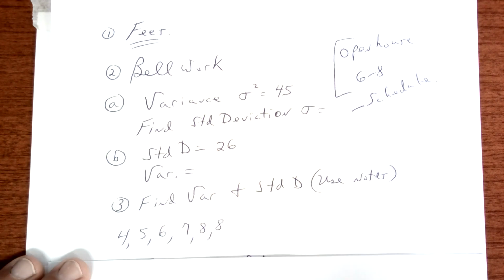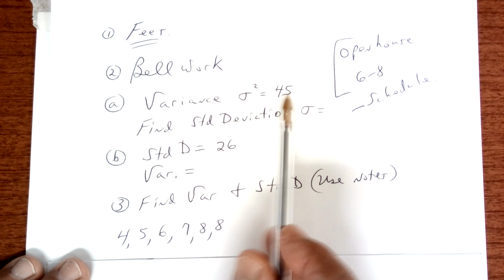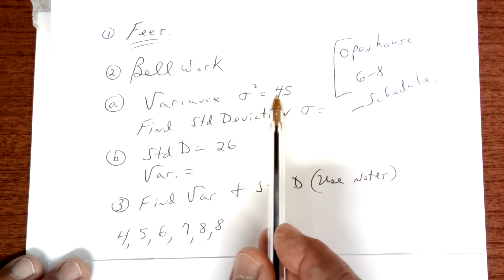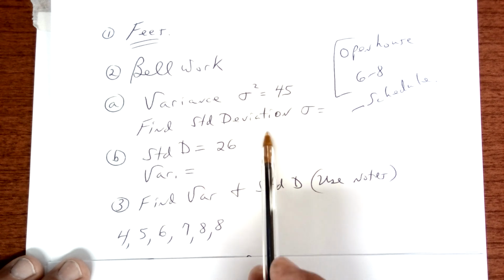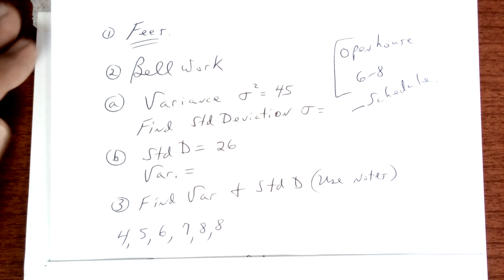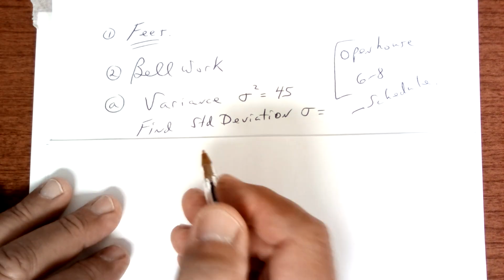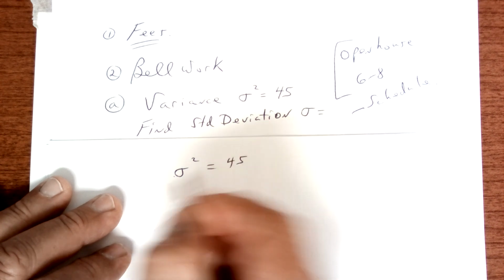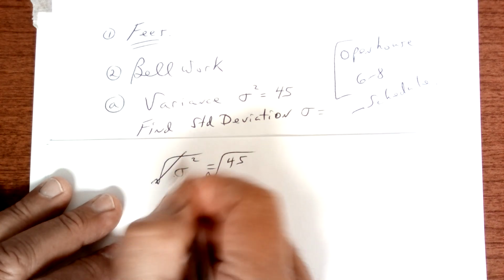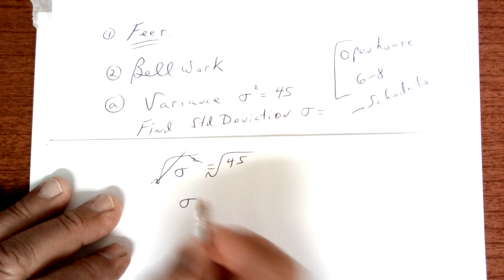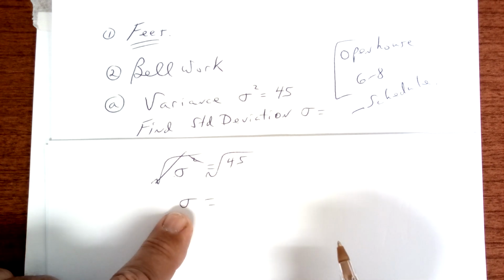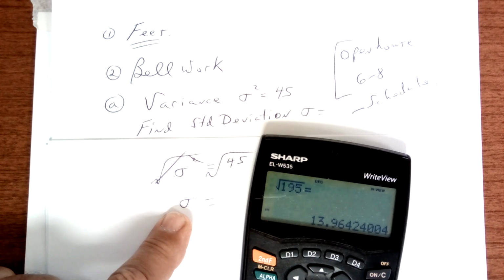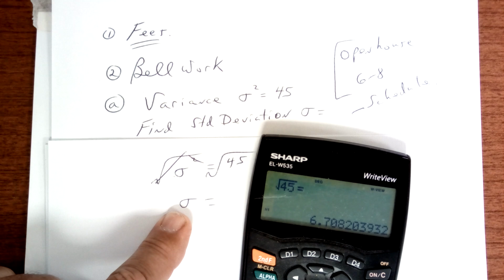So look here. If the variance is 45, what's the standard deviation? Well, on that one right there, what you're going to do, very simply, is just take the square root of both sides. So when you do the square root, this cancels. So you get the standard deviation, which is represented by that variable, is equal to the square root of 45. So you take your calculator and you press square root of 45, and you get 6.7.